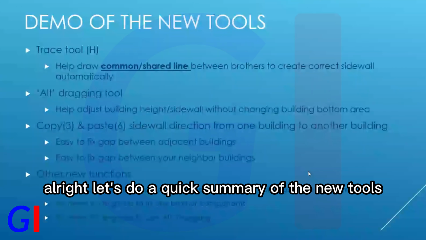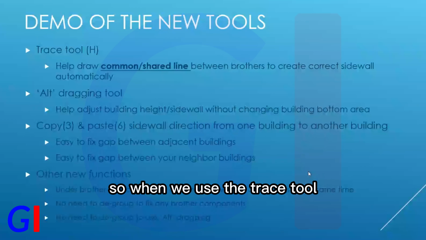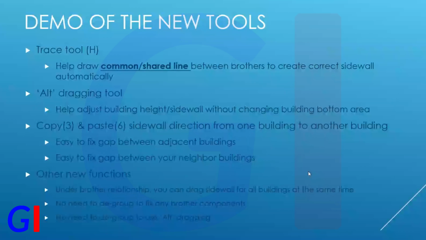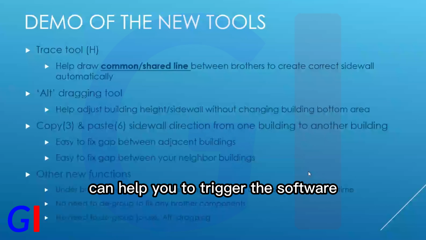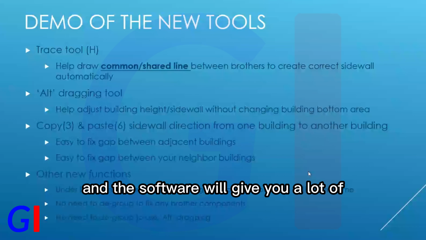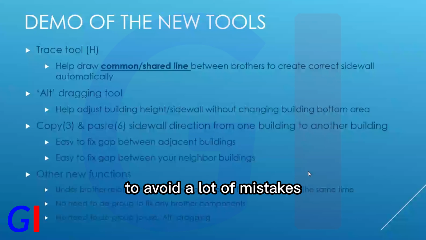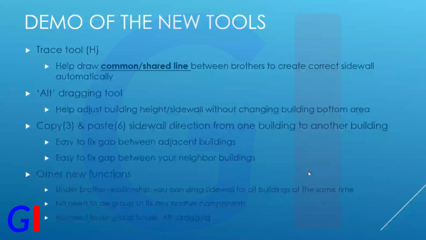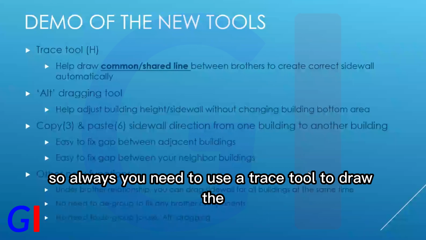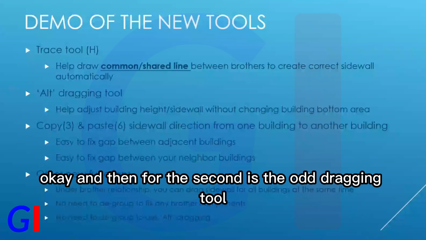Alright, let's do a quick summary of the new tools. So this part is the most important part in our video. So when we use the trace tool, that can help you to trigger the software to draw the brother relationship, and the software will help you to avoid a lot of mistakes. So always you need to use the trace tool to draw the shared line between your brother buildings, okay?